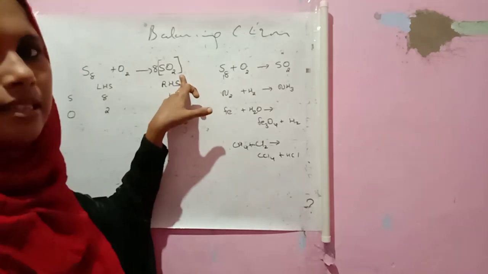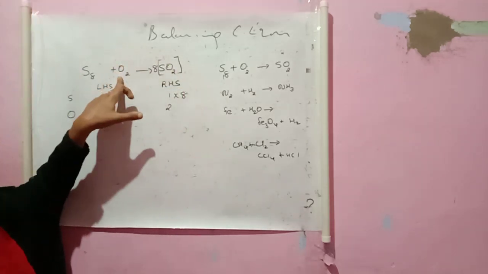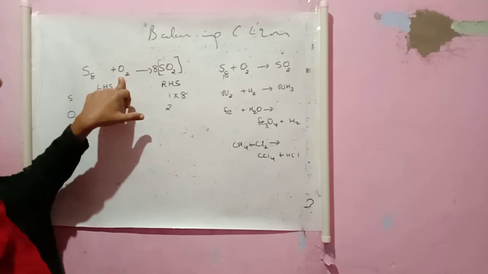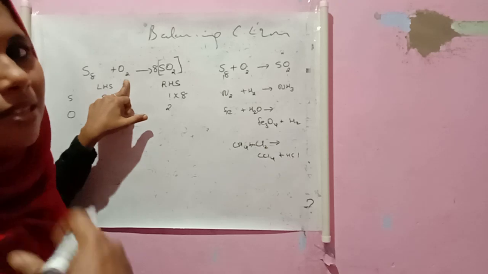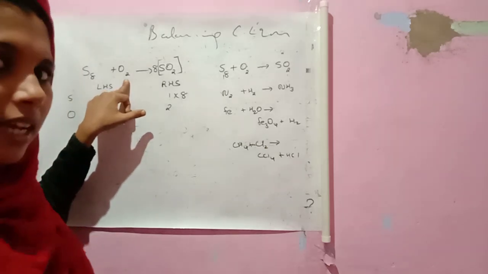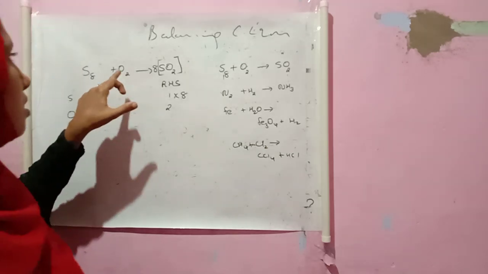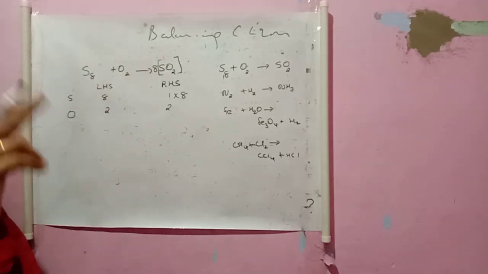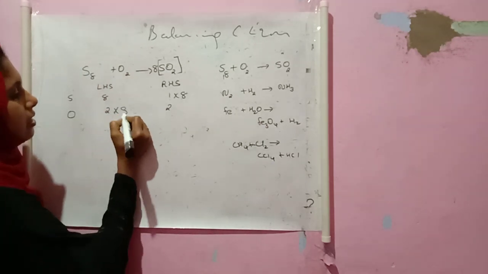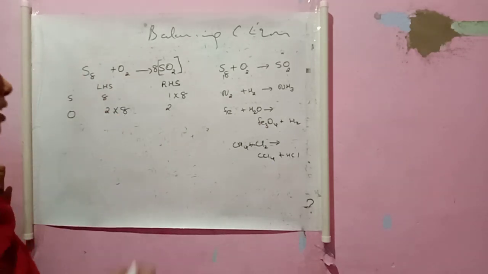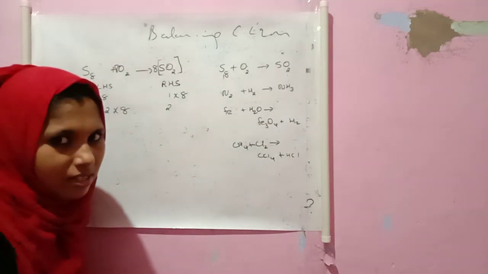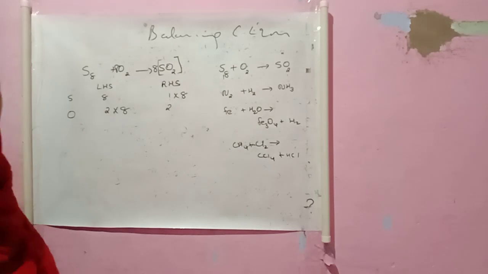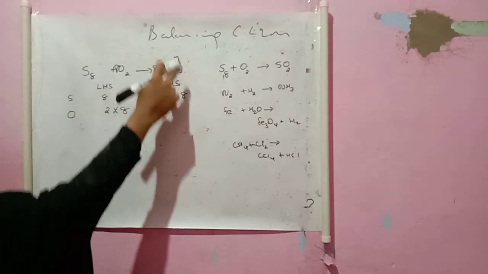From 2 to 16. So we have to balance this side because we want to make this 2 oxygen into 16 oxygen. So again we are multiplying the oxygen with 8. Now our answer is what? Multiplied with 8, so 8 into 2 is 16 oxygen. I think you are clear. Now this reaction is balanced.